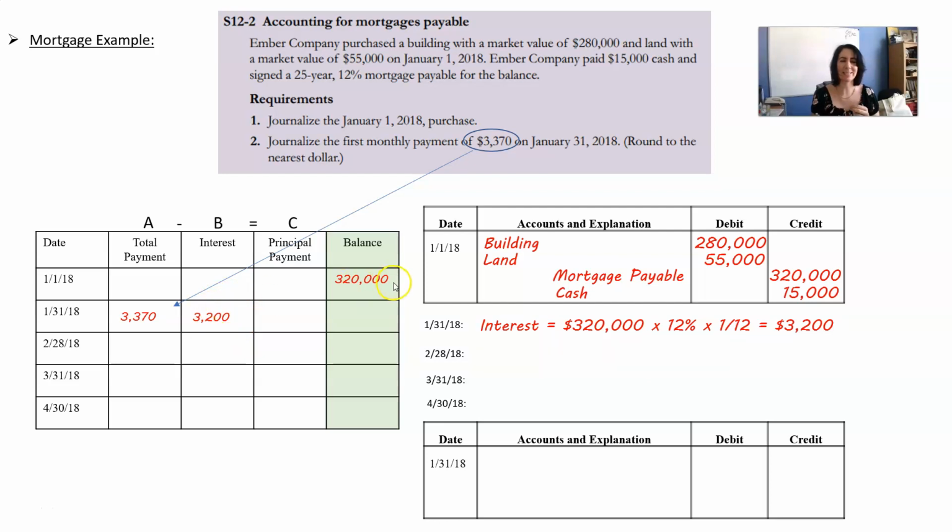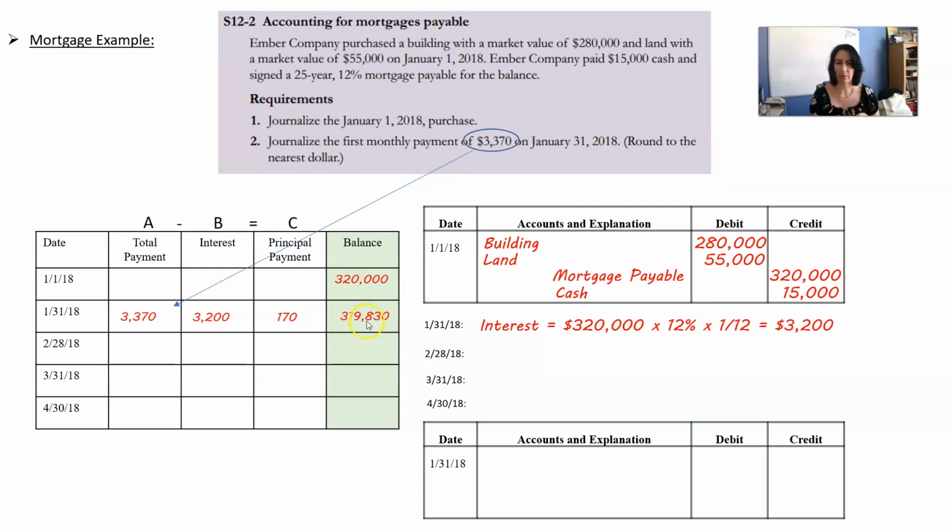Now the idea is that you have the principal, you have the total payment. Of that $3,370 total payment, $3,200 is interest. That means the rest of it must be principal. That's why you have A minus B equals C up here. So you're paying $170 towards principal. The balance of the loan now is $320,000 minus the $170 principal payment. That puts you at $319,830.